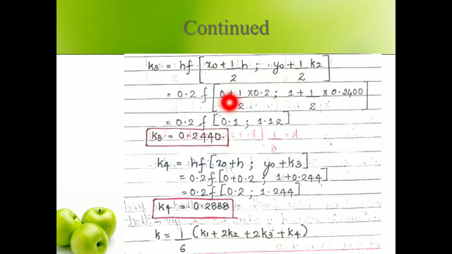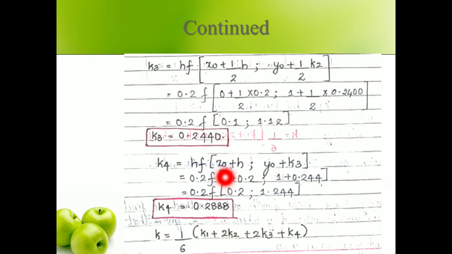Similarly, find the k3 value, that is h of f of x naught plus half of h, y naught plus half of k2. Substituting the x naught, h, y naught and k2 values, we get 0.2 into f of 0.1, 1.12. Substituting this in dy by dx, that is x plus y, and multiplying by 0.2, we get the k3 value to be 0.2440.